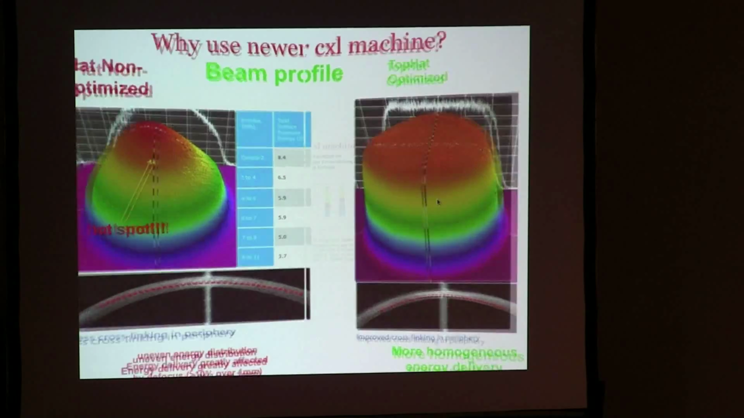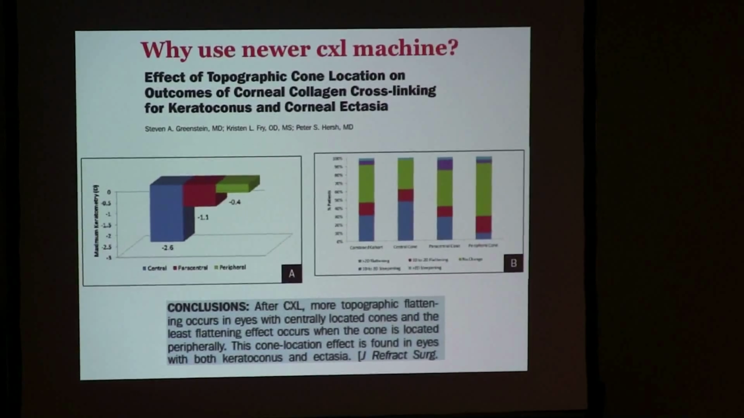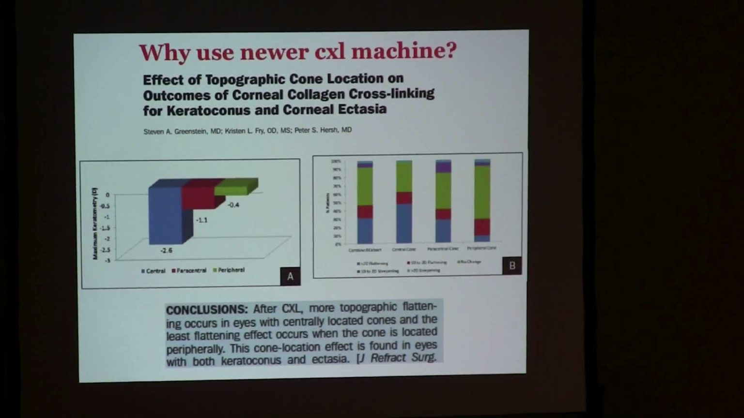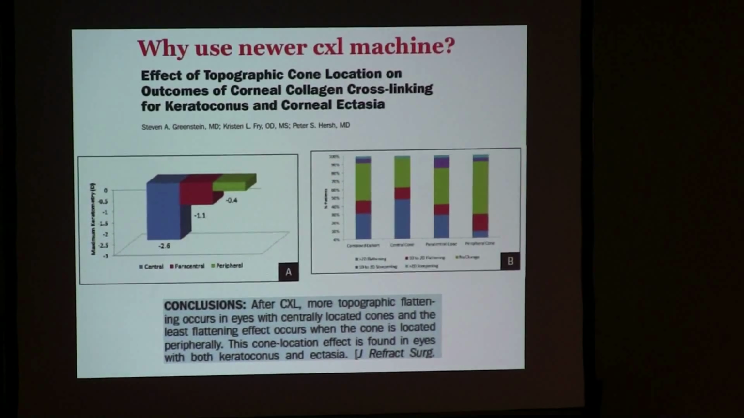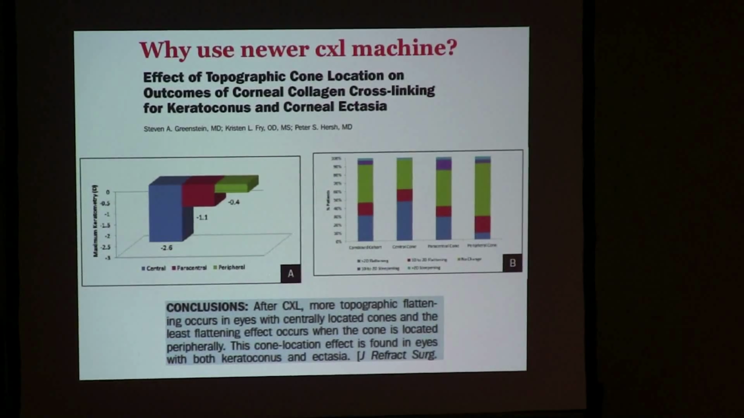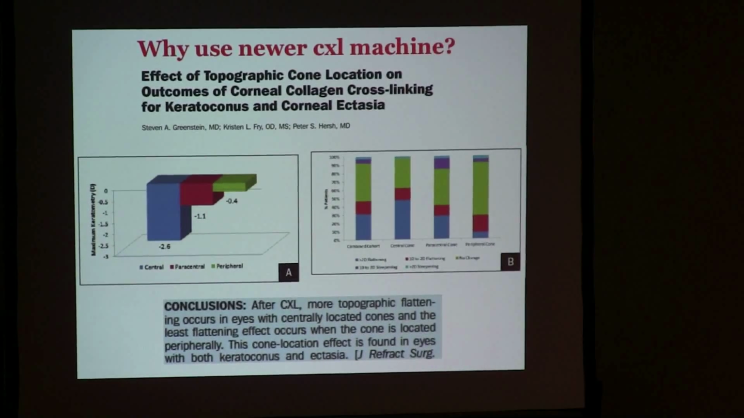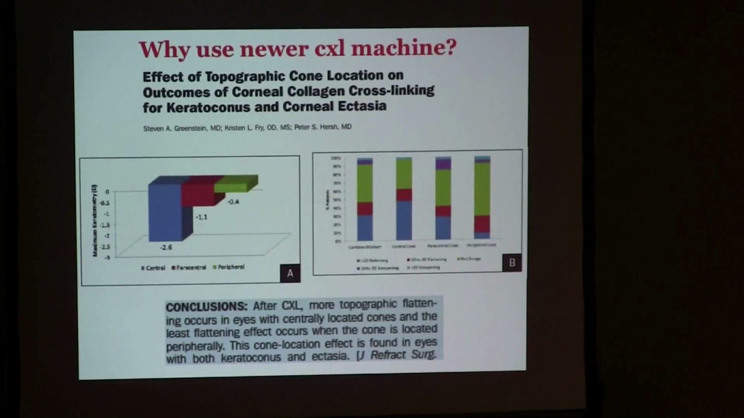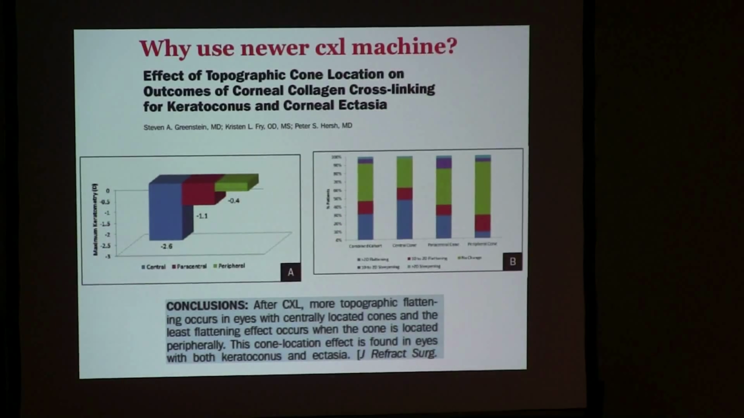Why is this important? Look at this paper. This paper is really a milestone. It shows how normally, if you have a central keratoconus with the older machine, you will have a good improvement. And if you have a keratoconus that is very peripheral, you do not have this improvement. This is just because with a normal machine, you give a lot of energy in the center, not in the periphery. And the keratoconus normally is a peripheral corneal ectasia.